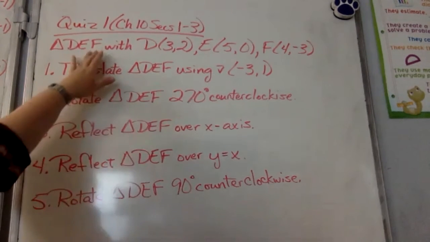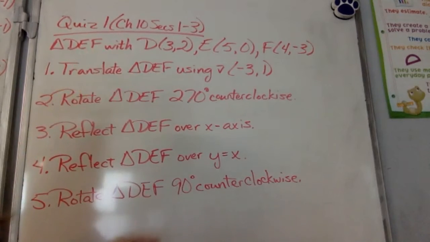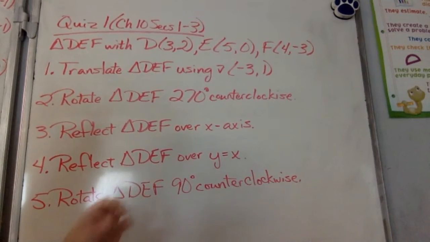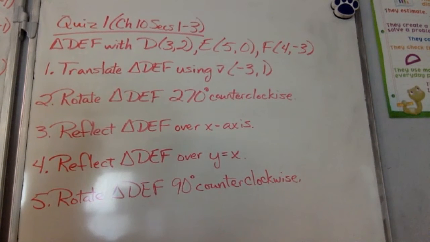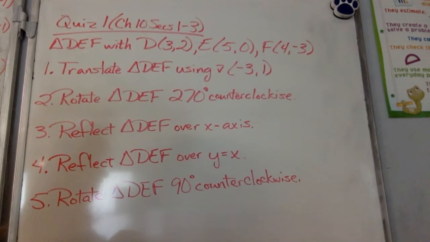So you have 5 problems. Each problem has 3 answers: your D prime, your E prime, your F prime. Okay? Can everybody see that? Is there any of them I need to read to you that you can't see? Everybody got it?